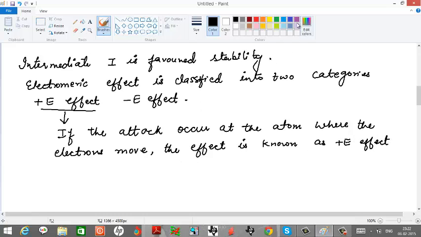For example, if we have a compound with single bond C, double bond C, and the electrophile is attacking it, suppose this double bond is breaking and the bond pair of electrons is shifted to this carbon atom, then the coming electrophile will attach to it, taking positive charge, and this carbon will attach with the electrophile. This type of effect is known as plus E effect.